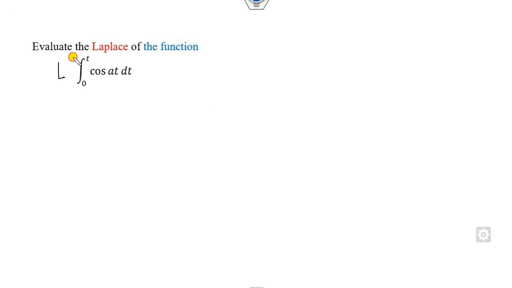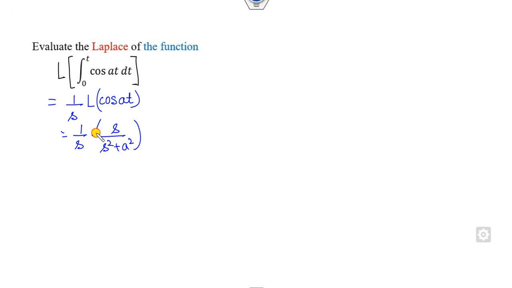Now, the Laplace of this value. It is 1 over s times the Laplace of cos at. What is the Laplace of cos at? It is s over s square plus a square. So s will be cancelled out. 1 over s square plus a square is the right answer.